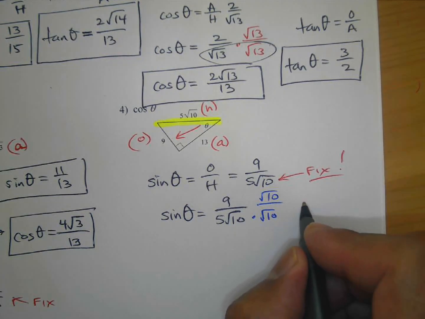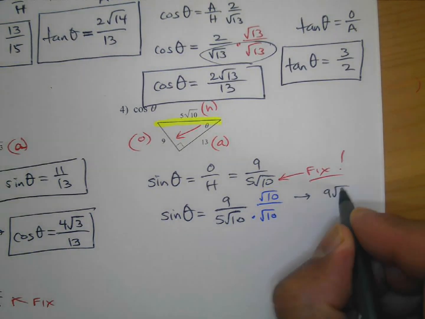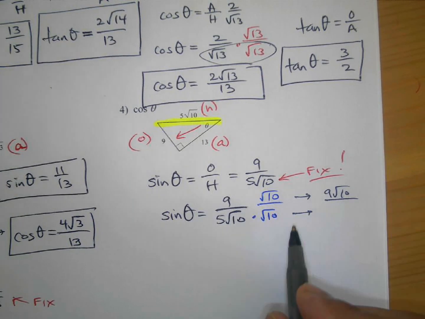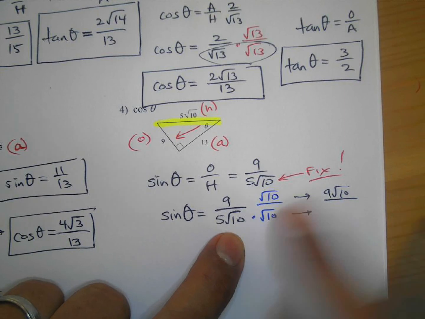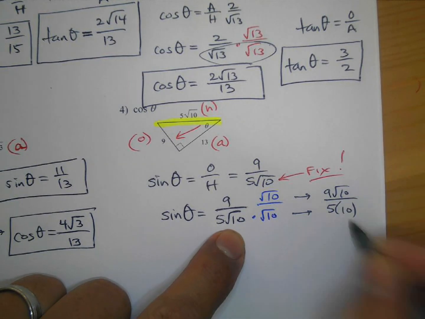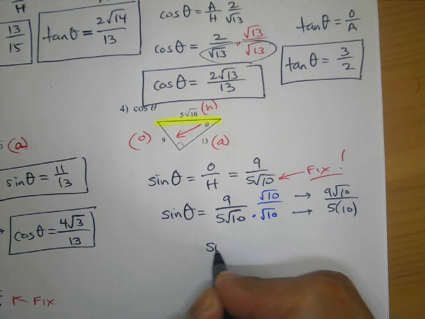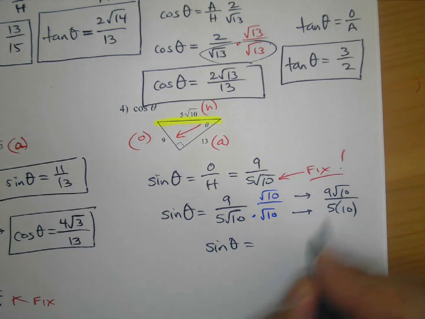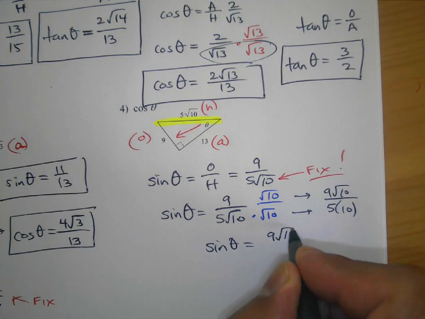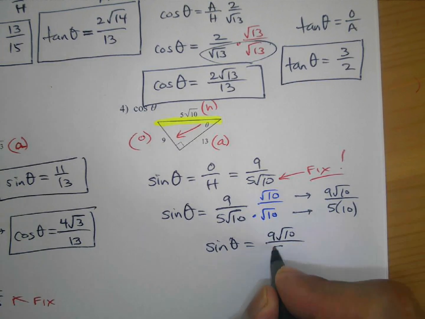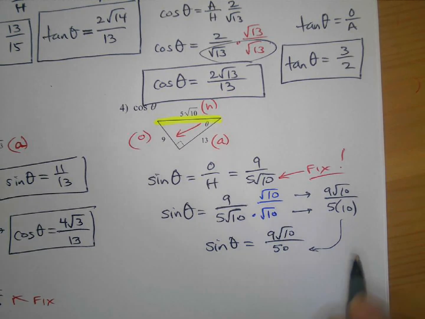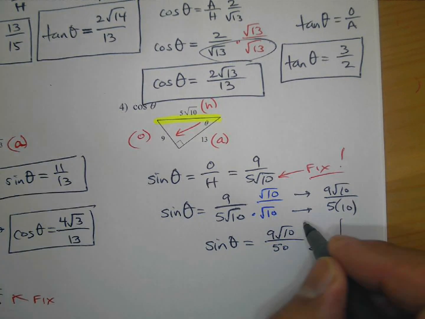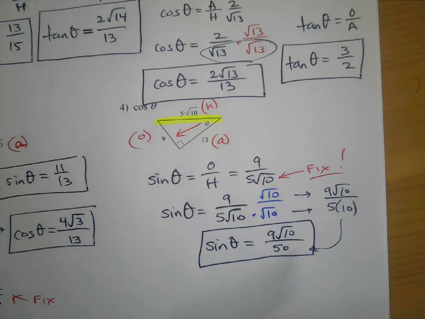Okay, what's going to be left here? You're going to have 9 root 10 over 5 times what? Well, remember the square root of 10 times the square root of 10 is 10, so it's 5 times 10. That's why your final ratio for sine is what? 9 root 10 in the numerator over 5 times 10, 50. And then again, always see if you can reduce those whole numbers. You cannot. That is sine right there.